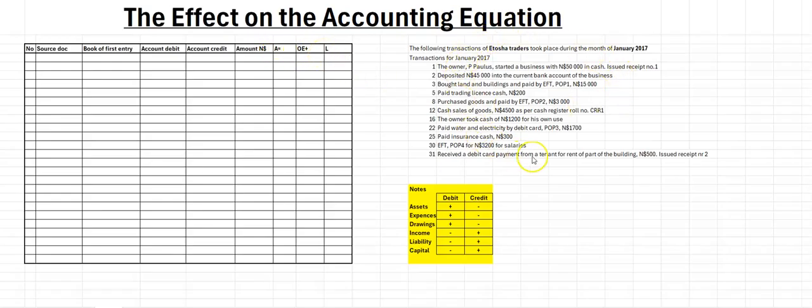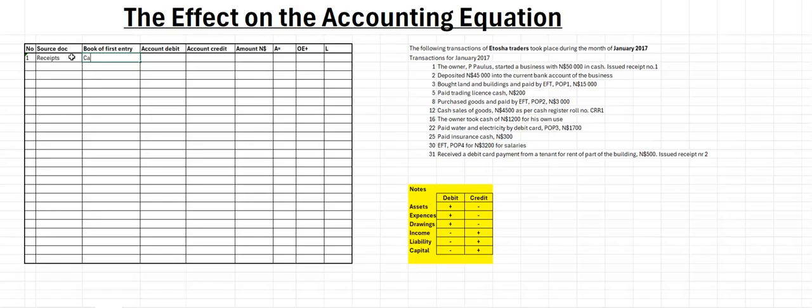And we're using the same exact transactions that we did with our previous exercise, so we can see what the difference is here. Okay, so our number would be the date. So number of transaction. So we have here number 1. Then we have our source document. What source document are we using? We are using receipts.